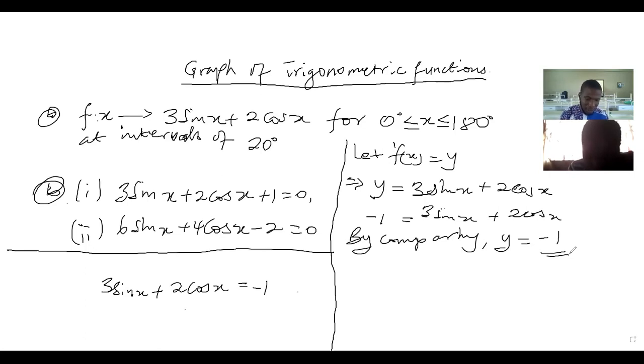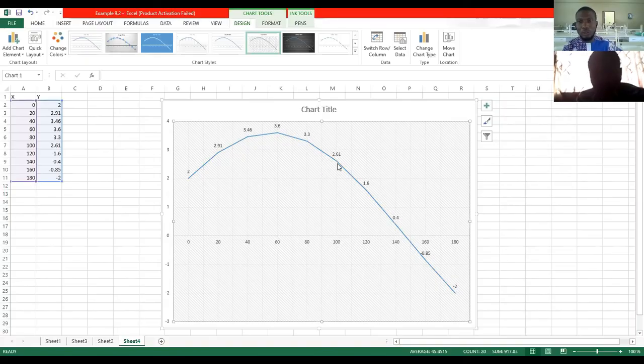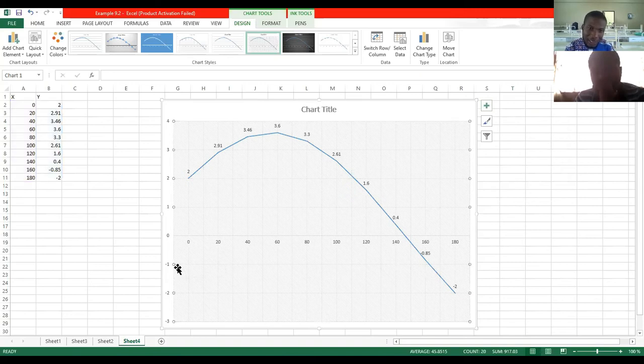So we go back and trace y equal to -1 from the graph. Let me go back to the graph again. Now this is what you are going to do. You are going to use your ruler. You put your ruler on -1 on the y-axis here. After putting your ruler, you draw a horizontal line straight to come and cut the curve.